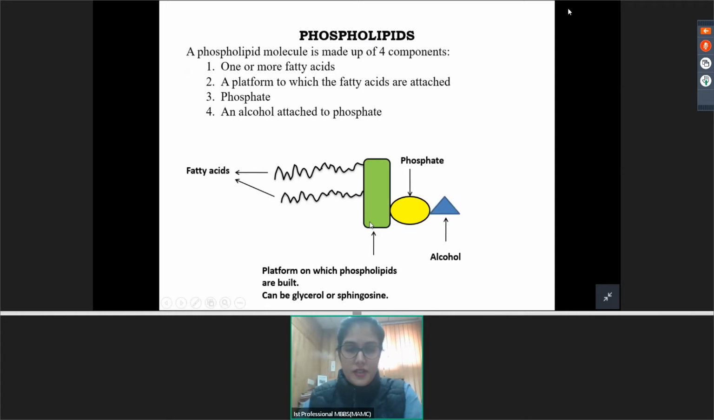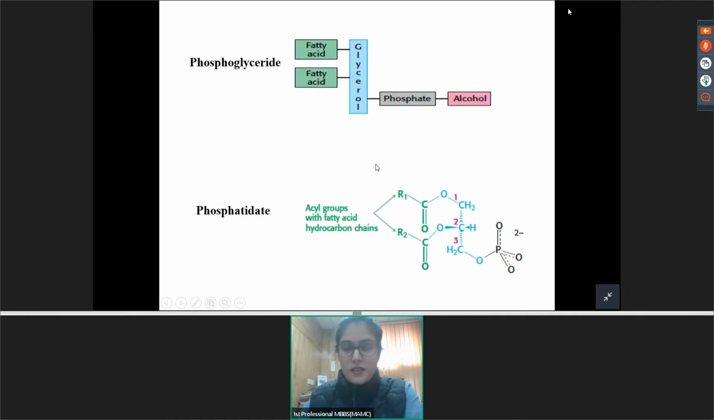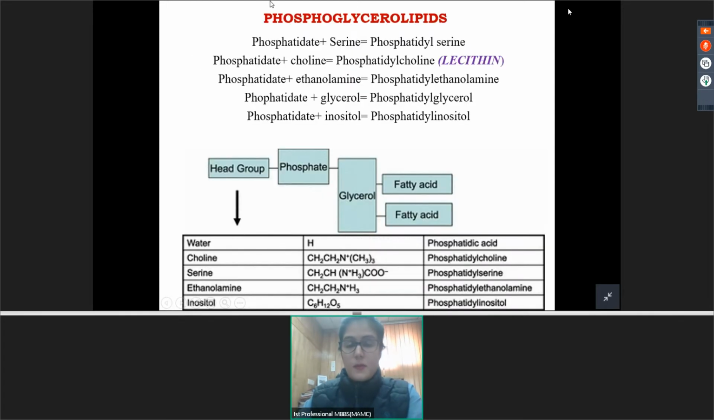Now, if the platform that I've mentioned here is glycerol, then the lipid is called a phosphoglyceride. So this is the basic structure of a phosphoglyceride. You have glycerol, you have fatty acid attached to the glycerol, you have phosphate and alcohol. If you remove this alcohol part, then what is left is called phosphatidate. Why is this important? Because the naming of various phosphoglycerolipids can be derived from phosphatidate. Phosphatidate, this structure, phosphate, glycerol, and fatty acid, this is phosphatidate. And if you keep changing this head group, then you obtain the different phosphoglycerolipids.